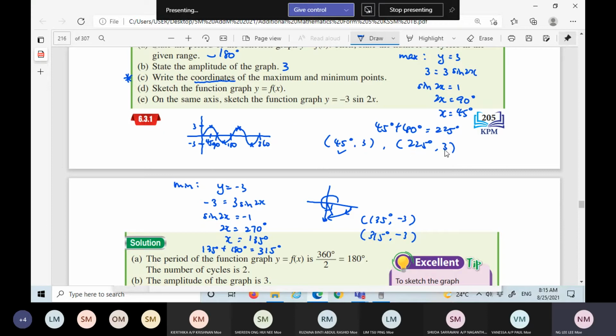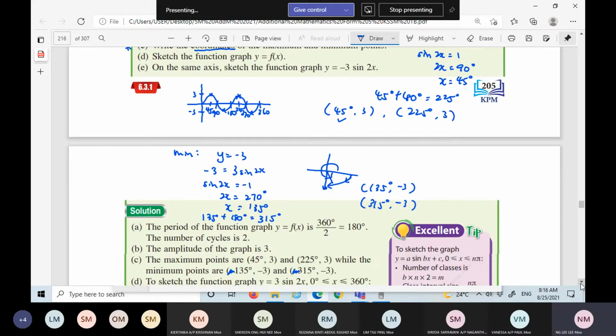Then how to get 225? 225 is here. From 180 to 360, half of it here is 270. So 180 and 270, half of it here is 225. This is how you get it also can. So this is for part C.